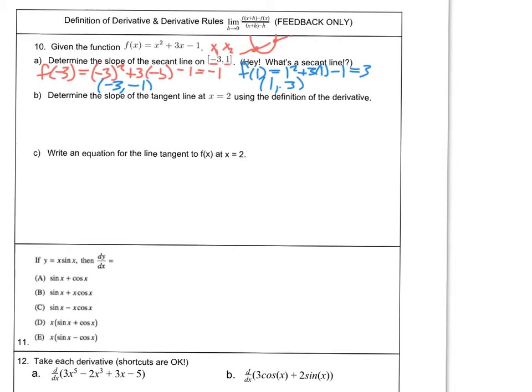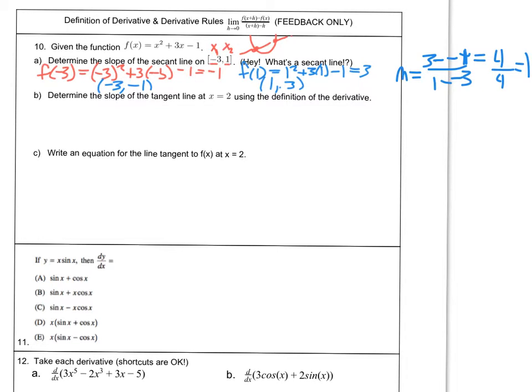Finding the slope between those 2 points. 3 minus negative 1 is going to be 4. And then I have 1 minus negative 3, which also is 4. We have a slope of 1.